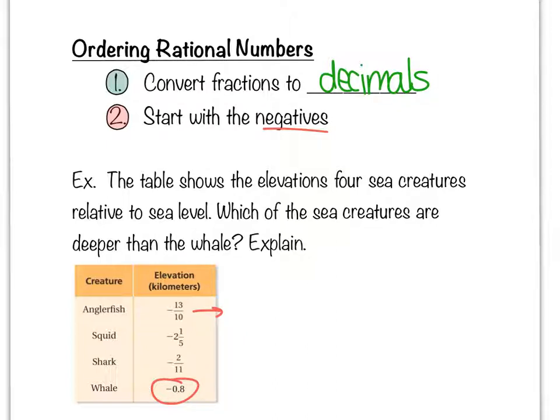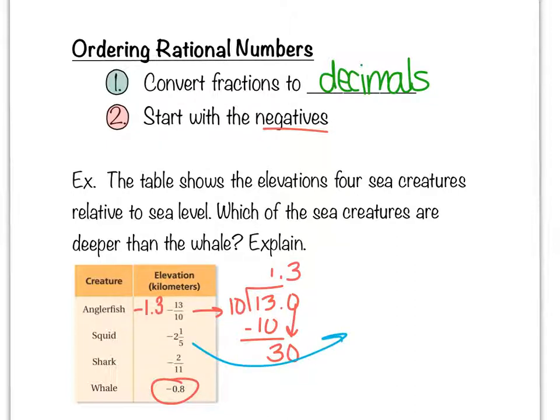So -13 tenths, I'm going to do 13 divided by 10. 10 goes in 1 time. Subtract, put a decimal point, drop down a 0. 10 goes into 30 3 times. So the anglerfish is -1.3. The squid is -2 1/5. So -2 and then 1 divided by 5. Maybe you remembered what 1/5 is, it's 0.2. So -2.2.